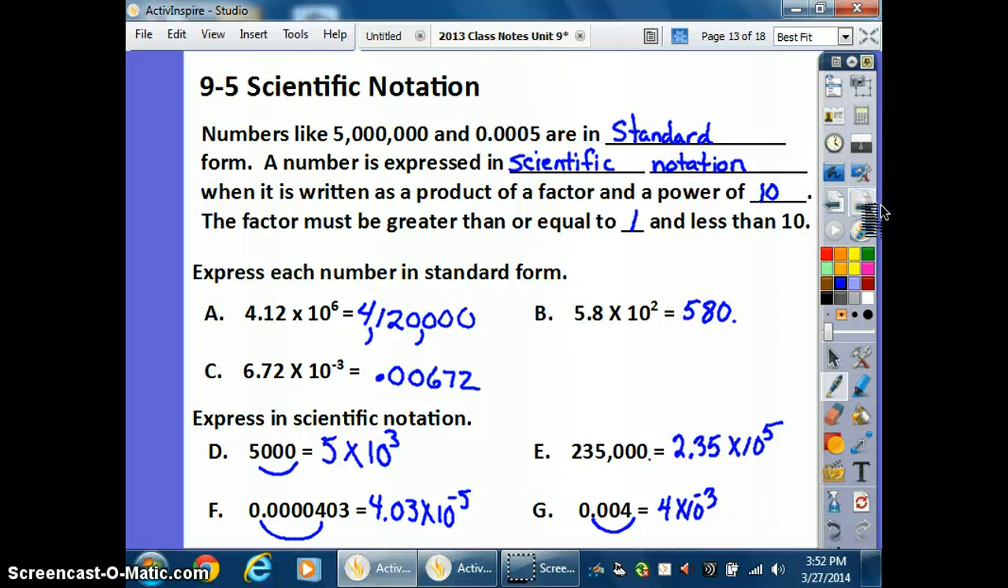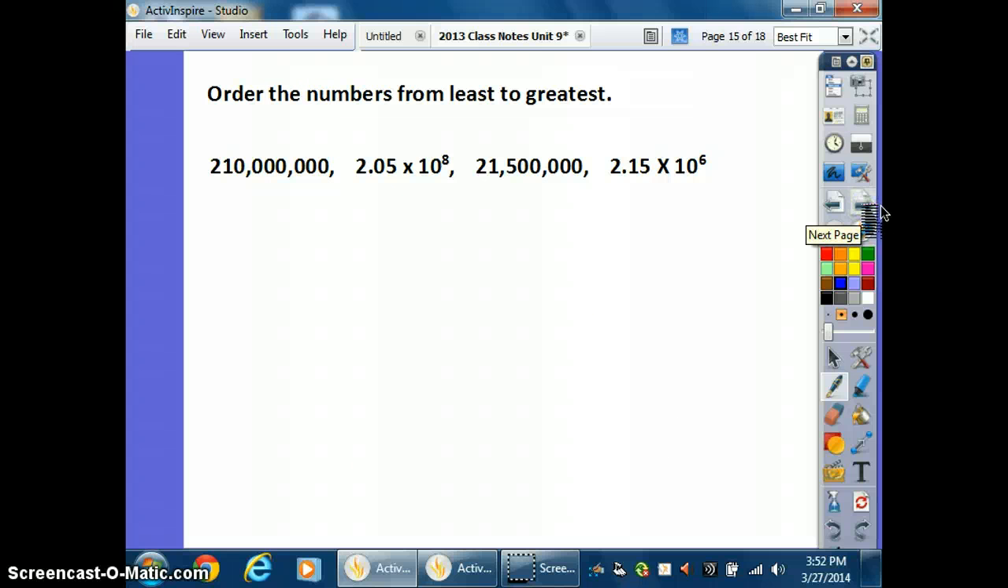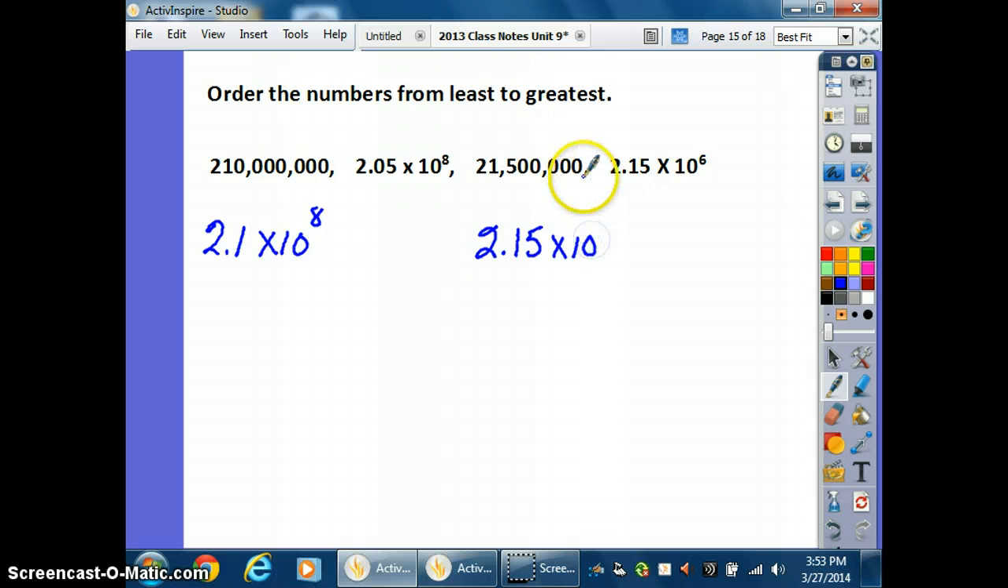One more page. Okay, here we have some numbers written in both standard and scientific notation. I suggest we get these numbers either in standard notation, all of them, or in scientific notation. I think it's easier maybe to write it in scientific notation. Let's just check that out. Okay, so this first number would be 2.1 times 10 to the 8th. And this one would be 2.15 times 10 to the, what's that? 7th? All right.